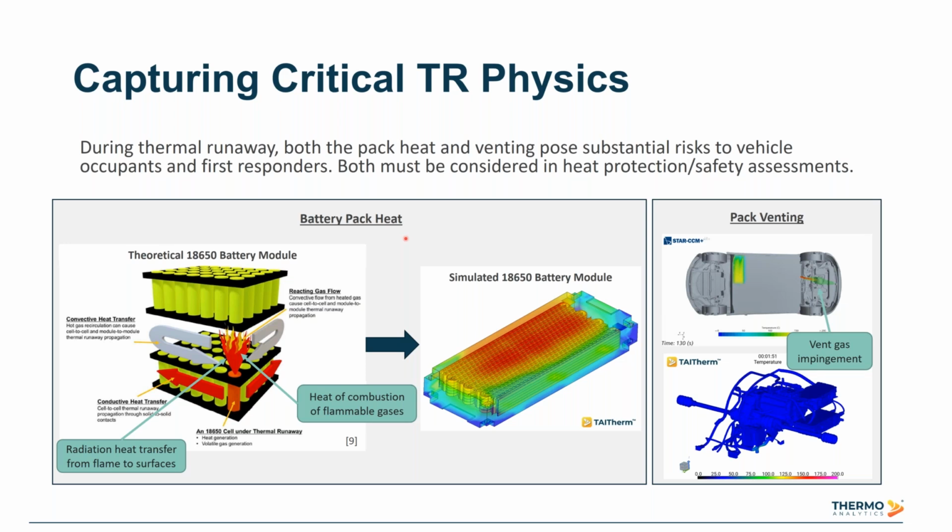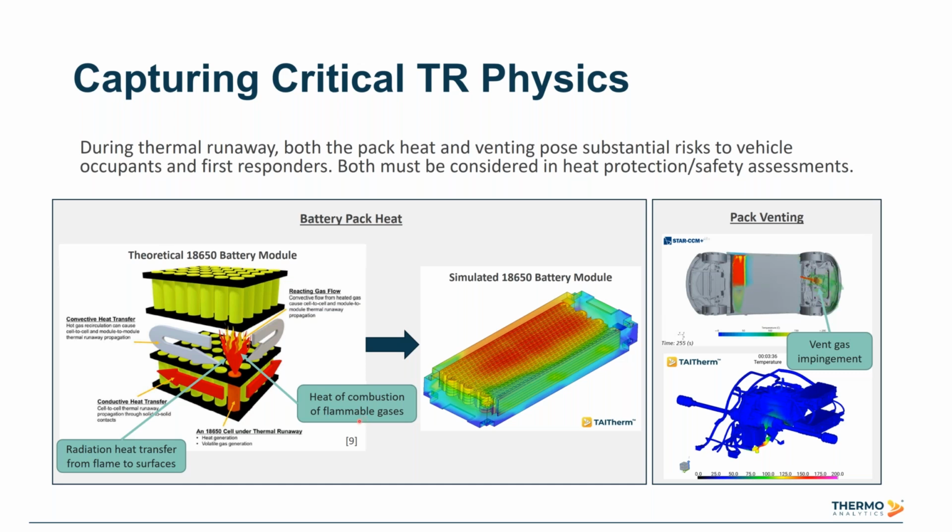We need to consider that heat source, and also the heat transfer mechanisms onto the cabin, onto the floor pan, the venting. So again, as we're degassing our pack, this vent gas is very high temperature, very high velocity, and it's potentially impinging on some hazardous components here in the rear of the vehicle.